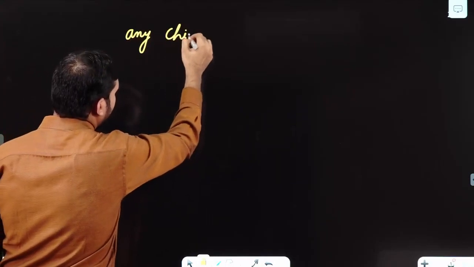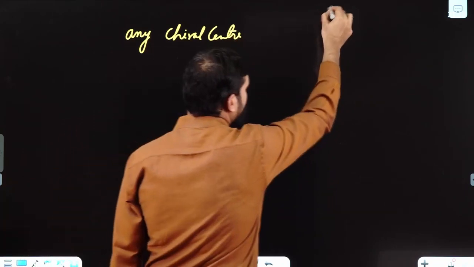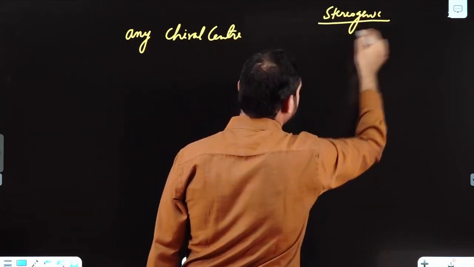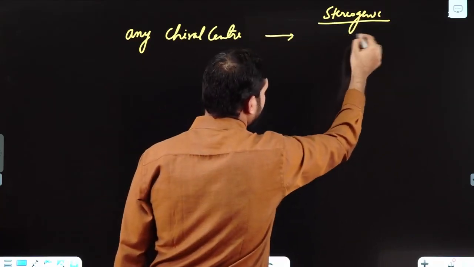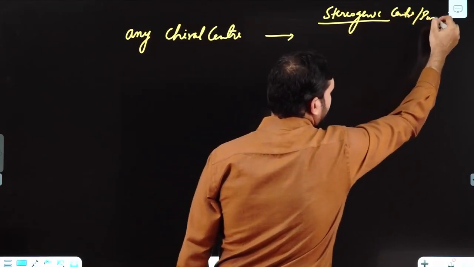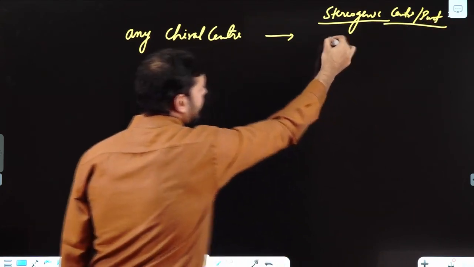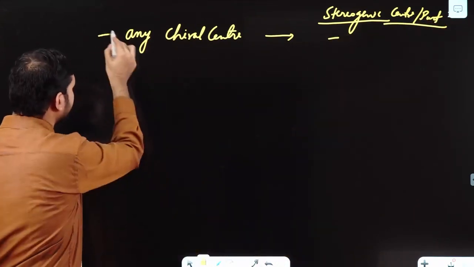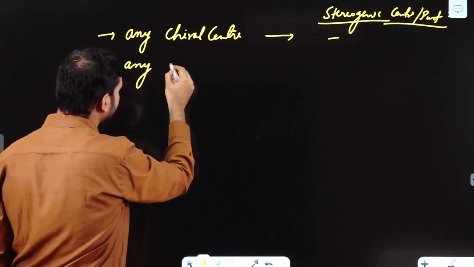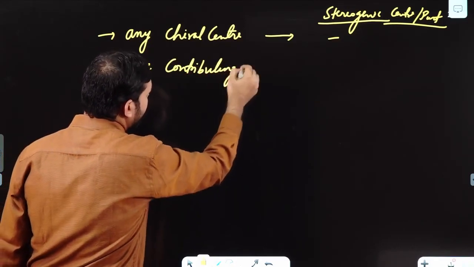Any chiral center is a stereogenic center or part. Clear? Now any contributing pi bond.